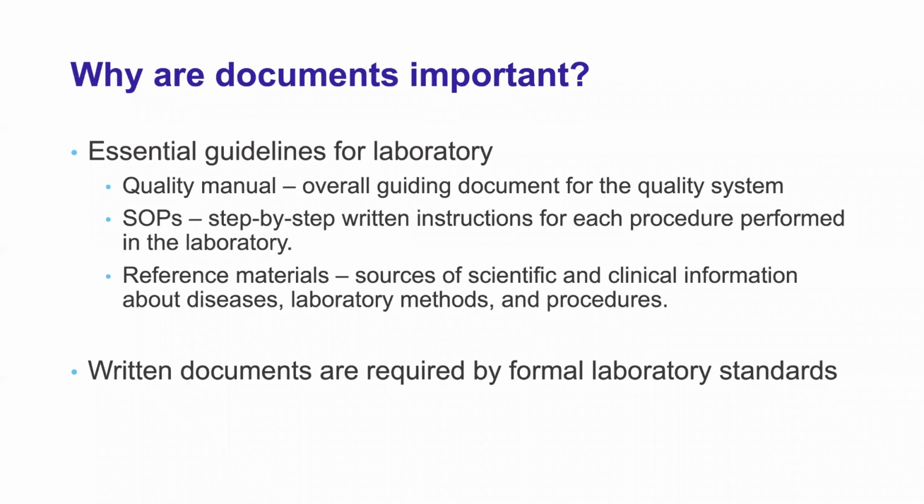So for example, a quality manual provides the overall guiding document for the quality system within the laboratory. SOPs provide the step-by-step written instructions for how the tests are actually performed. Reference materials are the sources of information, both scientific and clinical, as well as methodological, that inform the SOPs and quality manual.